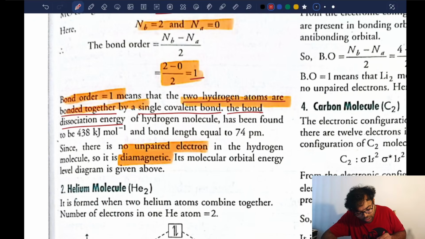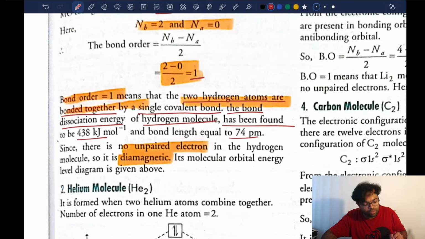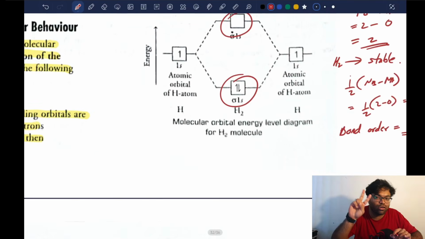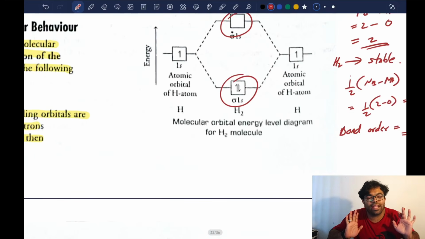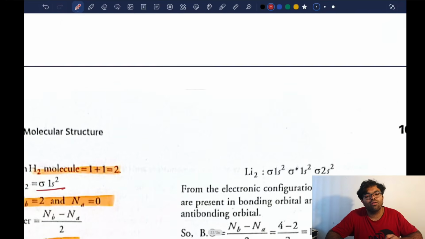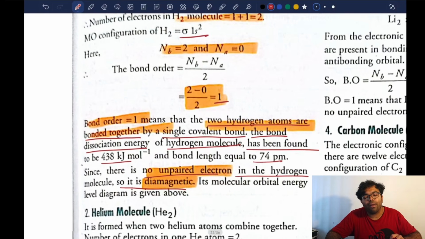The bond dissociation enthalpy of a hydrogen molecule has been found to be 438 kilojoules per mole, and the bond length is equal to 74 picometers. Since there are no unpaired electrons present in the hydrogen molecule, it is diamagnetic, right? There are two molecular orbitals, and none contains an unpaired electron. All the electrons are paired. So what happens? It is diamagnetic, so it does not allow the magnetic field lines to pass through it.